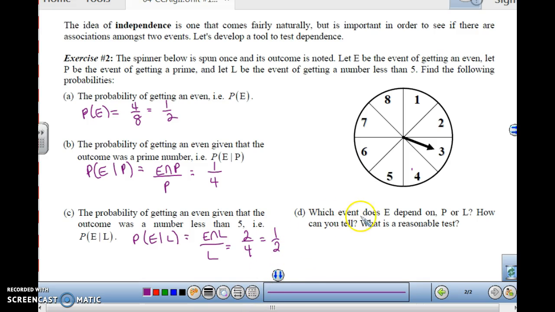Okay, so which event does E depend on, P or L, and how can you tell, and what is a reasonable test? Well, if we look at our probabilities here, we had E given P, and E given L. All right, so which one depends on the other? Well, it would have to be this one, because E depends on P. How can we tell? Because the probability changed. When we did E given P, the probability changed to 1/4. When we did E given L, the probability didn't change.